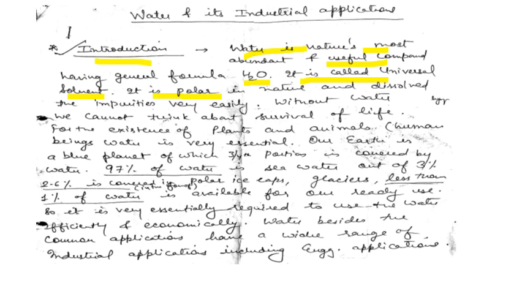It is polar in nature. Understood? Without water, we cannot think about the survival of life. For the existence of plants and animals, including us, water is the most essential part. And what is the scenario of water on the earth? Our earth is a blue planet, of which 3/4 portion is covered with water.